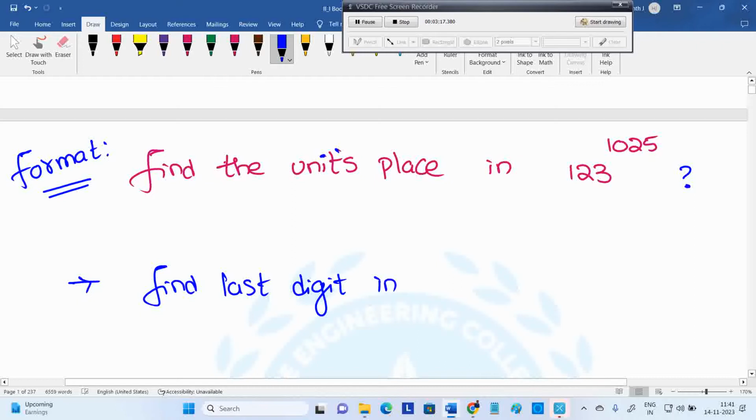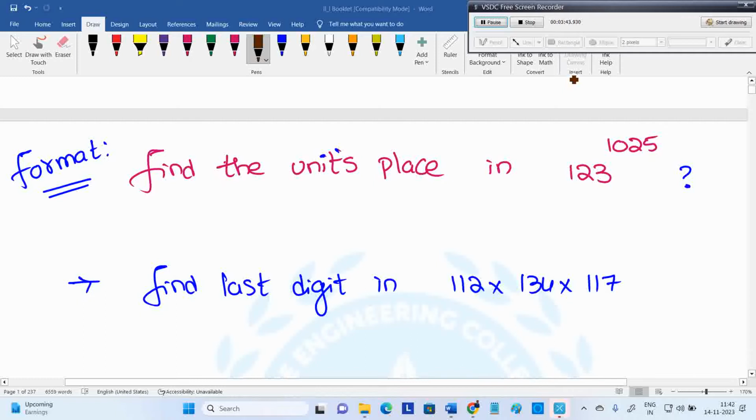Find the last digit in 112 into 134 multiplied by 117. My dear friend, in this product I want the last digit. Last digit means nothing but the units place, right? You would have to do the entire product, 112 multiplied by 134 multiplied by 117, and then in that entire product, I want the units place or last digit. Now, don't waste your time multiplying the entire thing. Pick only the units place here, because I want the last digit, take only the last digit.